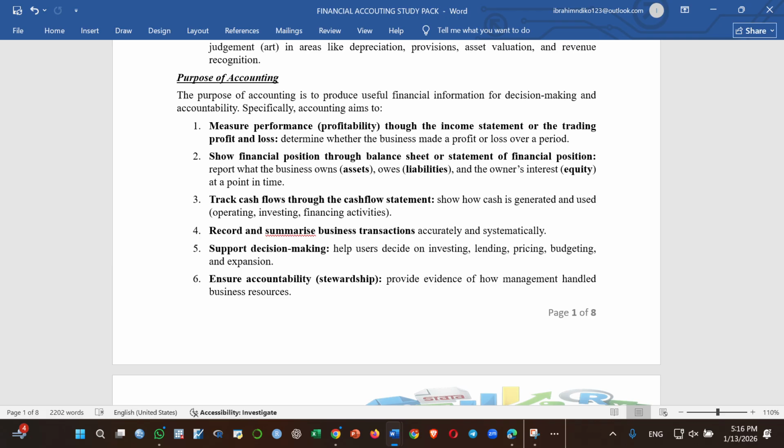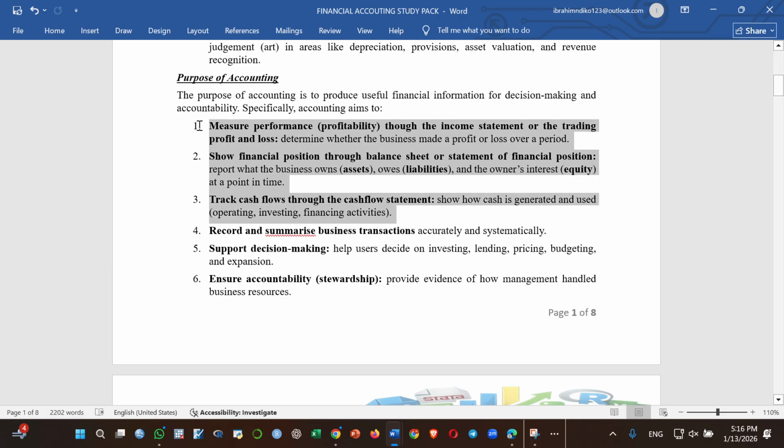So it shows the cash generated and the cash used during a particular period. And this one we shall utilize the operating, investment, and financial activity when we shall be doing the cash flow statement. So for now we state it. And then this one are the main ones.